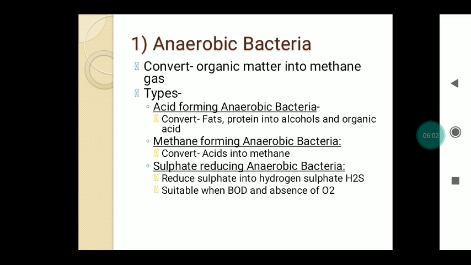The second bacteria is the methane-forming anaerobic bacteria, which convert the acid into methane. They have a pH range between 6.5 and 7.5, and they require a sewage temperature of more than 40 degrees Celsius. The third anaerobic bacteria is the sulfate-reducing anaerobic bacteria, which reduce sulfate into hydrogen sulfide, that is H2S, and it is suitable when BOD is present and oxygen is absent.